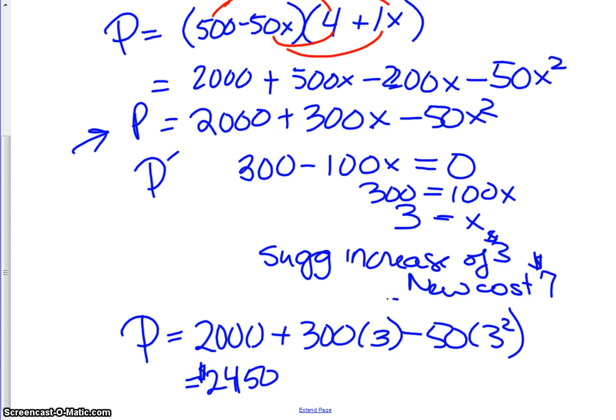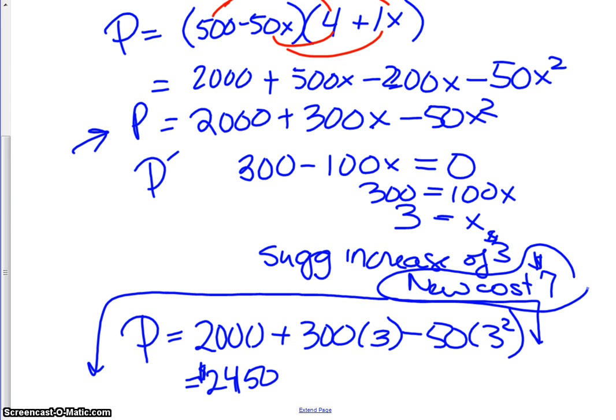Now, know that this didn't have to happen. This was just me wondering what it would be. What I would really be looking at is that our new cost would be $7, or you could say we suggest an increase of $3 a piece. Okay, so let's look at our next problem.